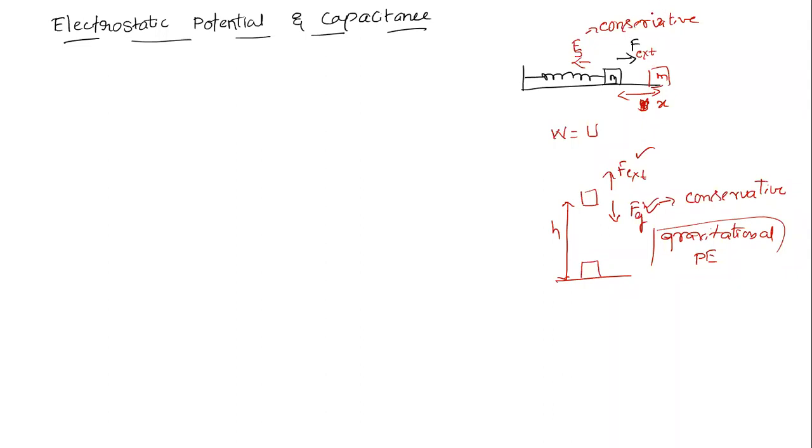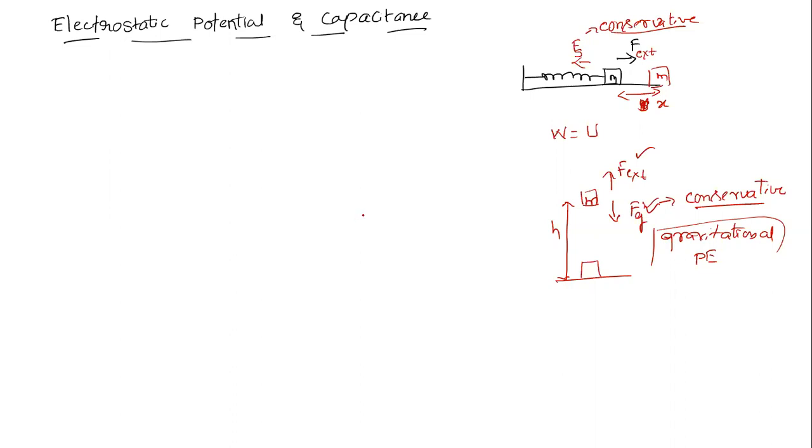Now we need to focus on this conservative force. Like here, there is a body of mass inside the gravitational field. It is going to possess gravitational potential energy. Like this, if I take a charge inside an electric field, what does it possess? It possesses electrostatic potential energy. So what is involved in this? Coulomb's law, which means electrostatic force is involved. This force is also conservative in nature.